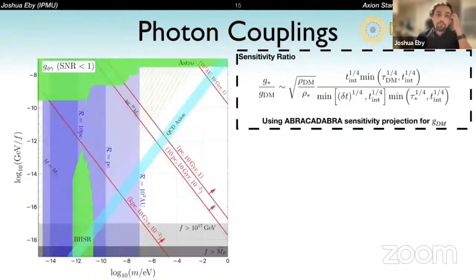And here are some results. So this is for the photon coupling. This is the sensitivity ratio I told you about, and this is for Abracadabra specifically. So let me walk you through it. Firstly, looks like it didn't come up.